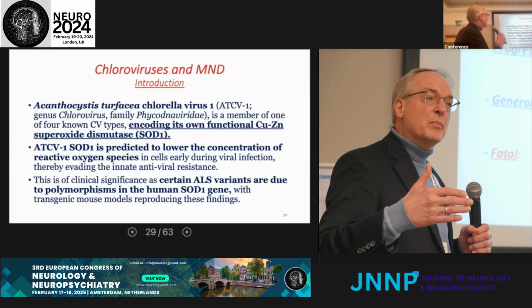So just to dive into this a bit, the Acanthocystis turfacea chlorovirus, big name, we'll just refer to as ATCV-1, is a member of one of the 4 known chloroviral types. But what makes it interesting is it encodes its own functional copper-zinc superoxide dismutase. Almost no other viruses do this. This is very unique, and that's what got me as a clinician interested in looking into this. Now, the ATCV-1 SOD1 is predicted to lower the concentration of reactive oxygen species in cells early during viral infection, thereby evading the innate antiviral resistance. So it's a self-protective mechanism for the virus. Obviously, of clinical significance, as we've talked about the SOD1 variants with ALS.